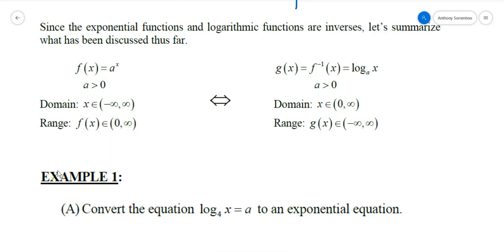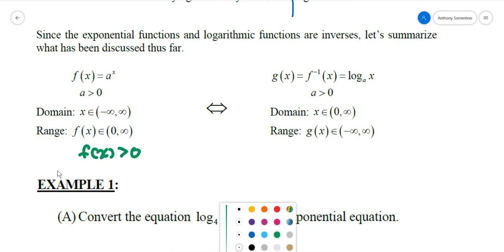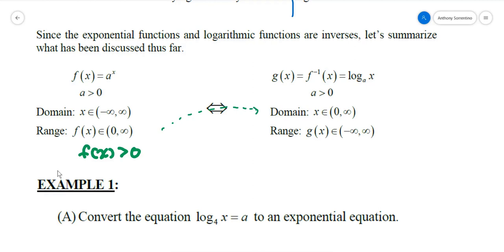I could say that f of x is greater than 0. So now here, on the other hand, as we talked about before, the range of this function becomes the domain of this function, and the domain of this function becomes the range of this function.